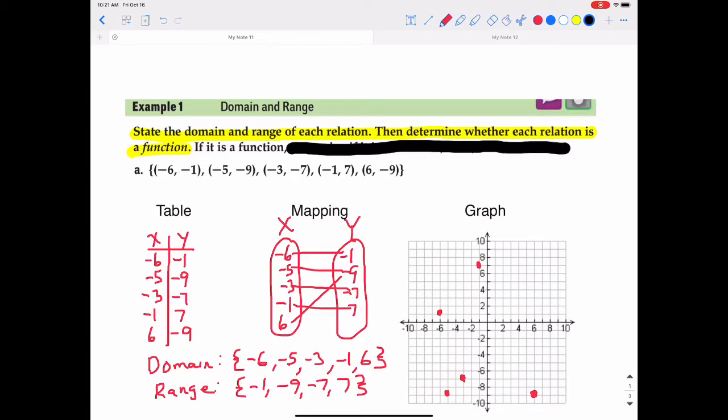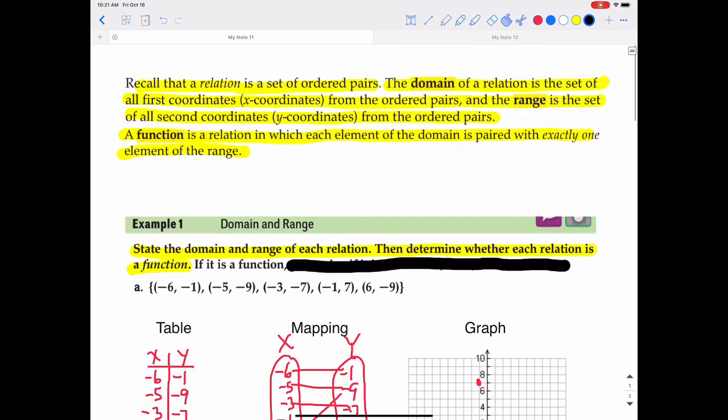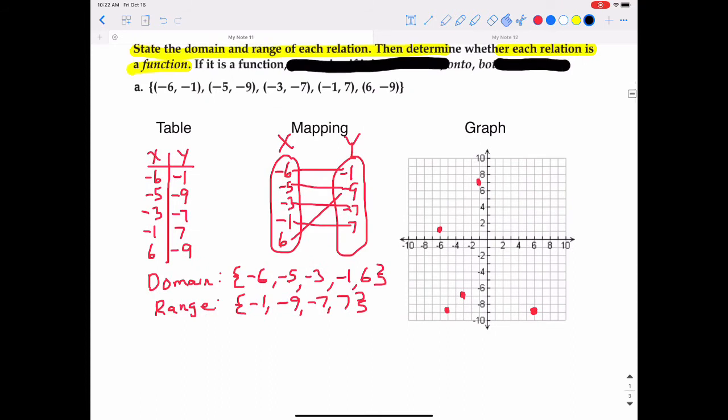So the definition of a function, remember, is a relation in which each element of the domain is paired with exactly one element of the range. So every x is paired with exactly one element of the y. If I go down here, that is often easily seen looking at the mapping. Notice that every x value is paired with only one of the y values. So the -6 is paired with only the -1, the -5 is paired with only the -9, the -3 is only paired with the -7, the -1 is only paired with the +7, and the 6 is only paired with the -9. So this is a function. Yes, this is a function.